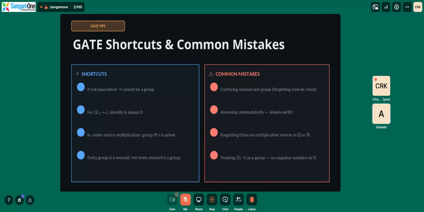Assuming commutativity, always verify. Another mistake is forgetting that zero has no multiplicative inverse in the set of Q or the set of R. You should not forget that. And treating the set of positive natural numbers as a group. There are no negative numbers in N. You should not treat it as a group because there are only positive elements, so it does not have any negative elements. That's why you should not treat it as a group.